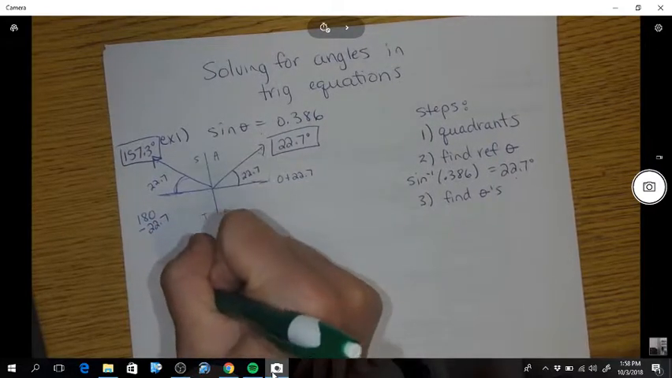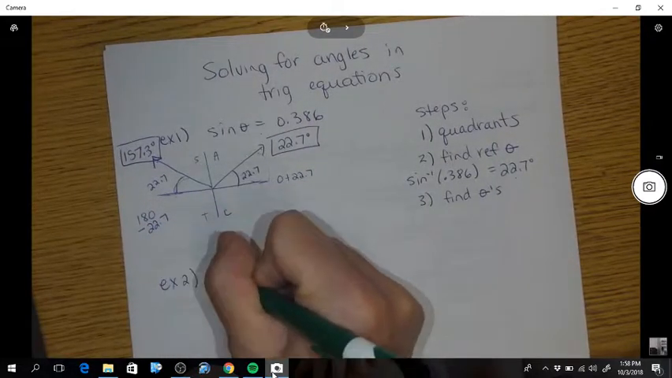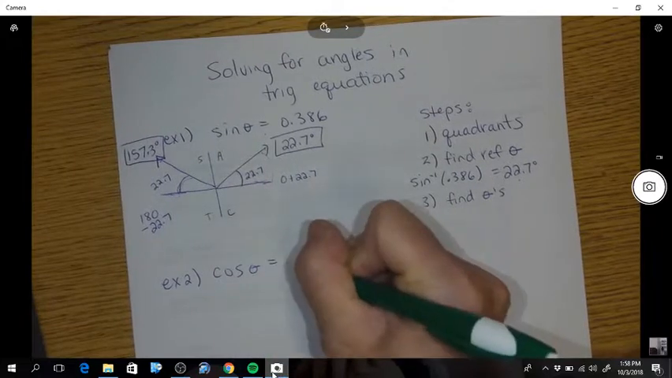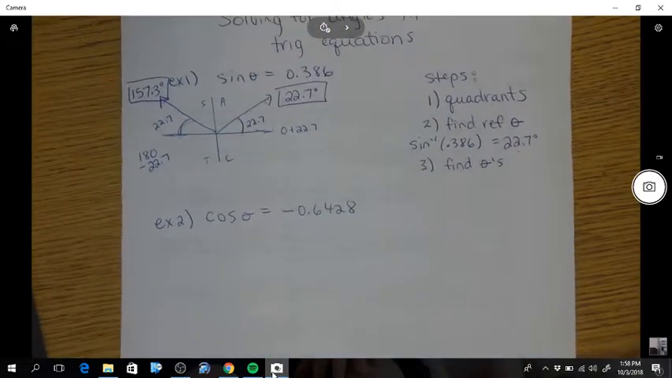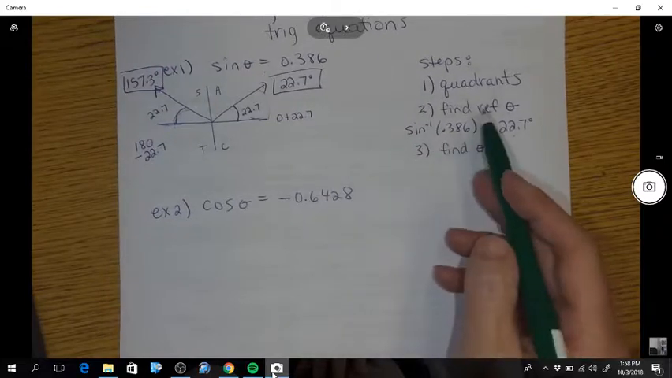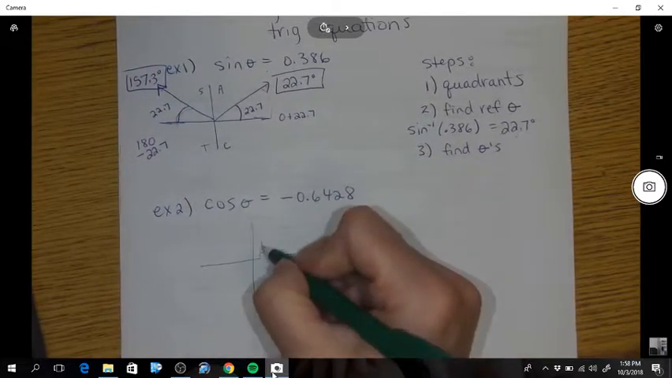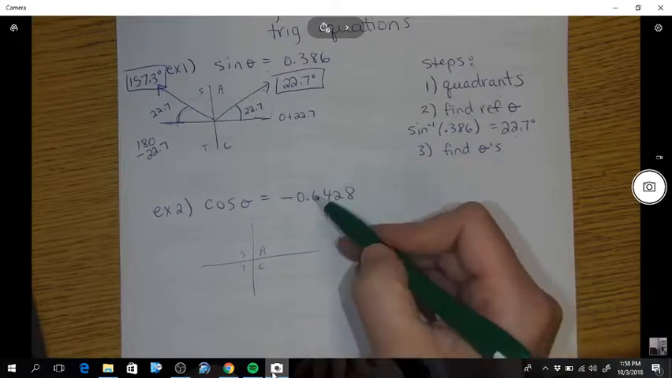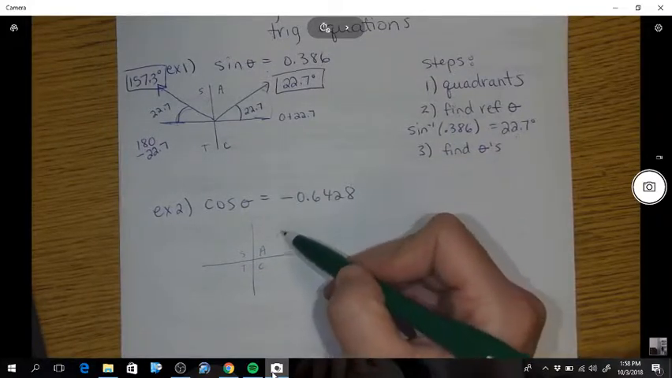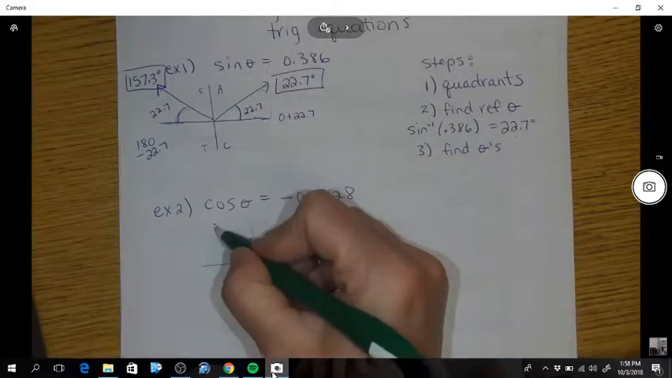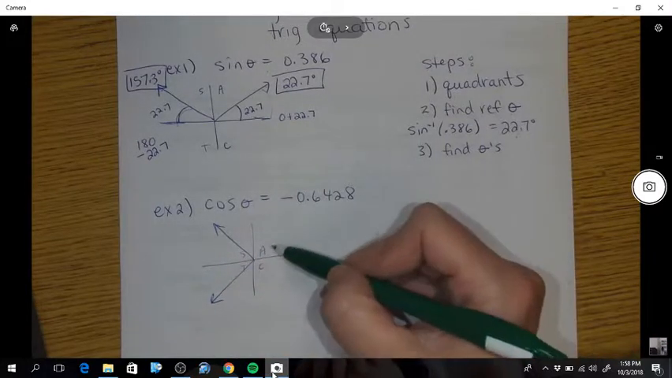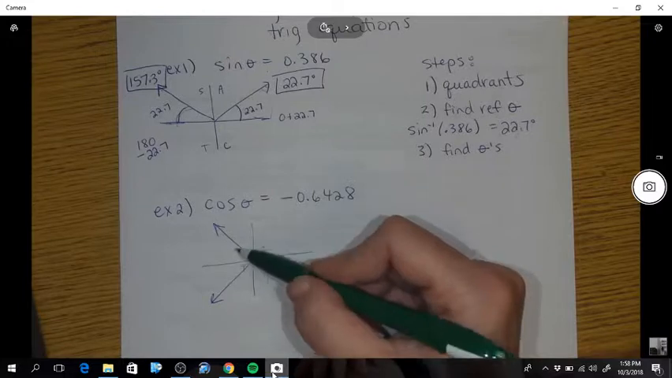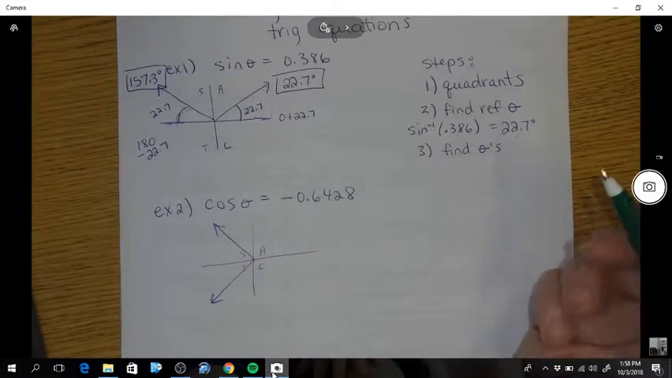Number 2. This time we have cos of my angle is negative 0.6428. Okay, step 1, find the quadrants. We got ASTC. So cos is negative, and therefore I'm in quadrants 2 and 3. Okay, everybody sees that? Because we're positive here and here, so we're going to do the other ones.